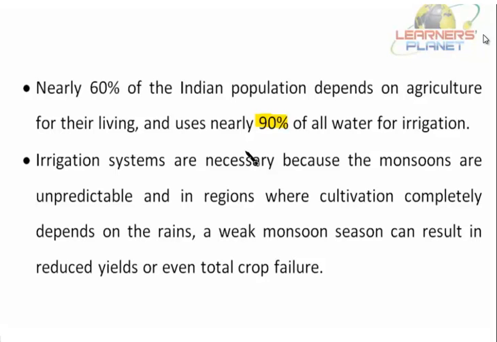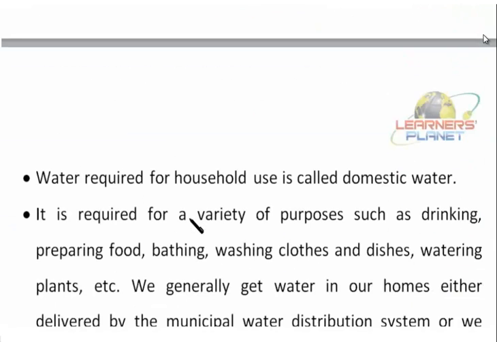Whenever people used this carrying of buckets and worked so hard, it was difficult to water plants every time. So a kind of machine came into existence then, and after that many other things came, and many water management practices were developed which were useful for people, for human beings. Irrigation systems are necessary because the monsoons are unpredictable, and in regions where cultivation completely depends on the rains, a weak monsoon season can result in reduced yields or even total crop failure. So this is a point of concern.